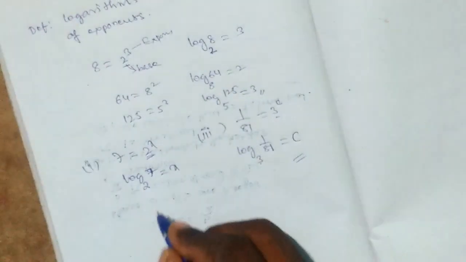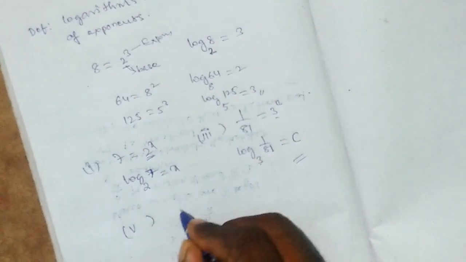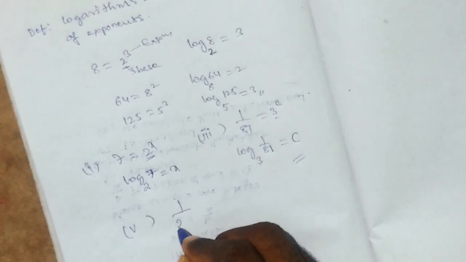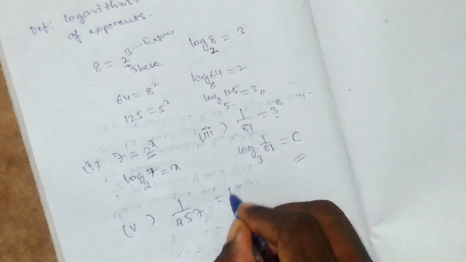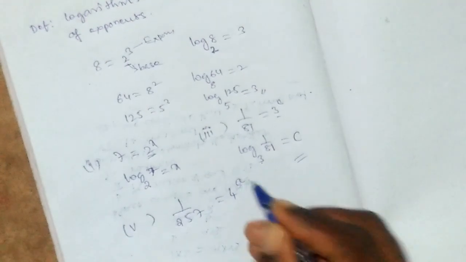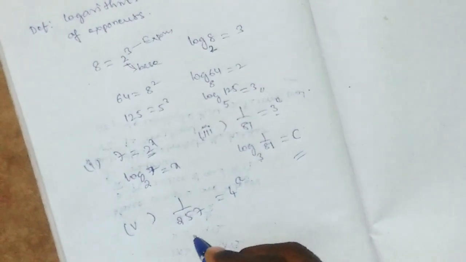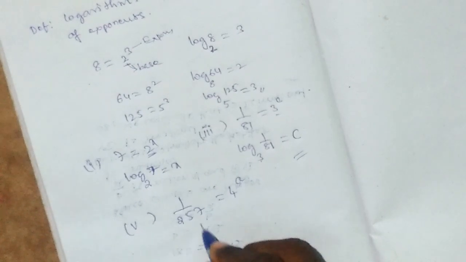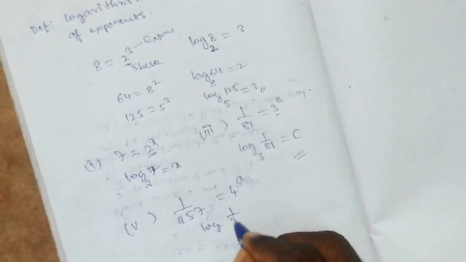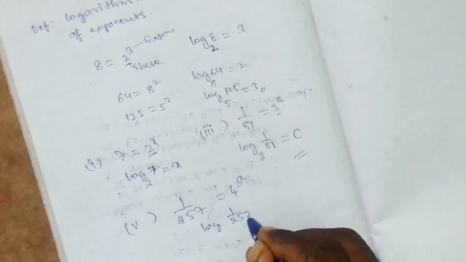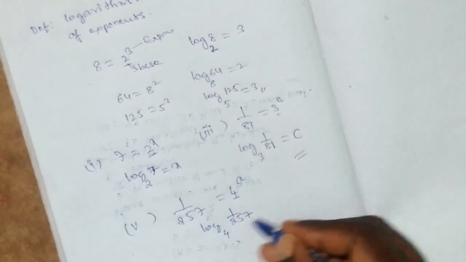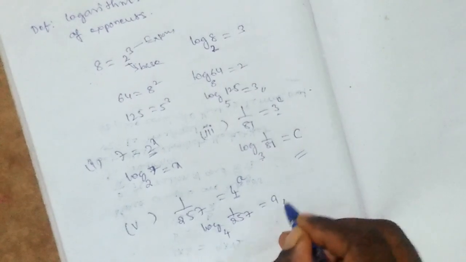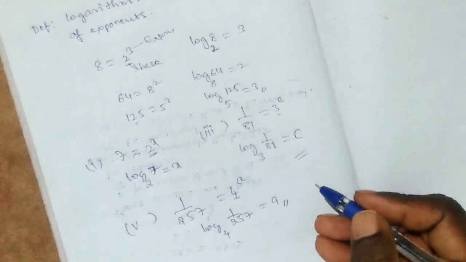Fifth one: 1 by 257 is equal to 4 to the power of a. How can I change this into logarithm form? Log 1 by 257 base 4, write the base down here, is equal to a. Okay, understood?